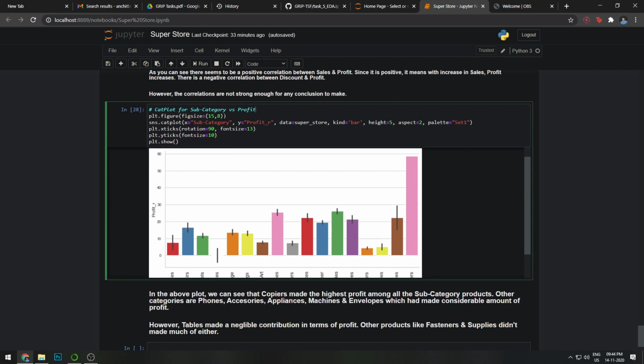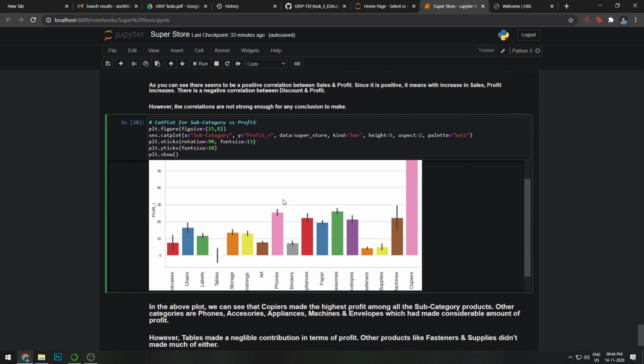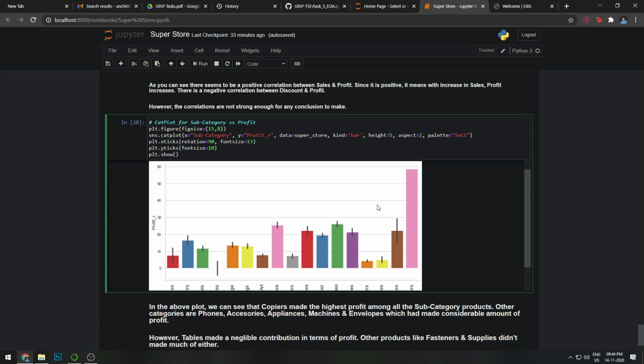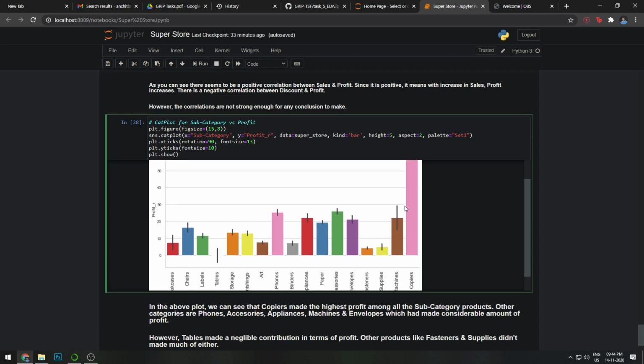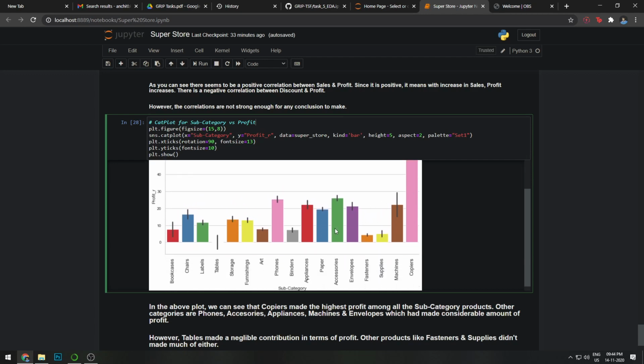At last, we did the cat plot for subcategory and the profit. In this, we see that the copiers section under the subcategory made the highest amount of profit for the seller. Among the other subcategories were phones, accessories, appliances, which made a considerable amount of profit. However, tables didn't make much of a contribution. It had a negligible contribution in terms of profit. Same was the case for fasteners and supplies, which didn't make much of a profit either.